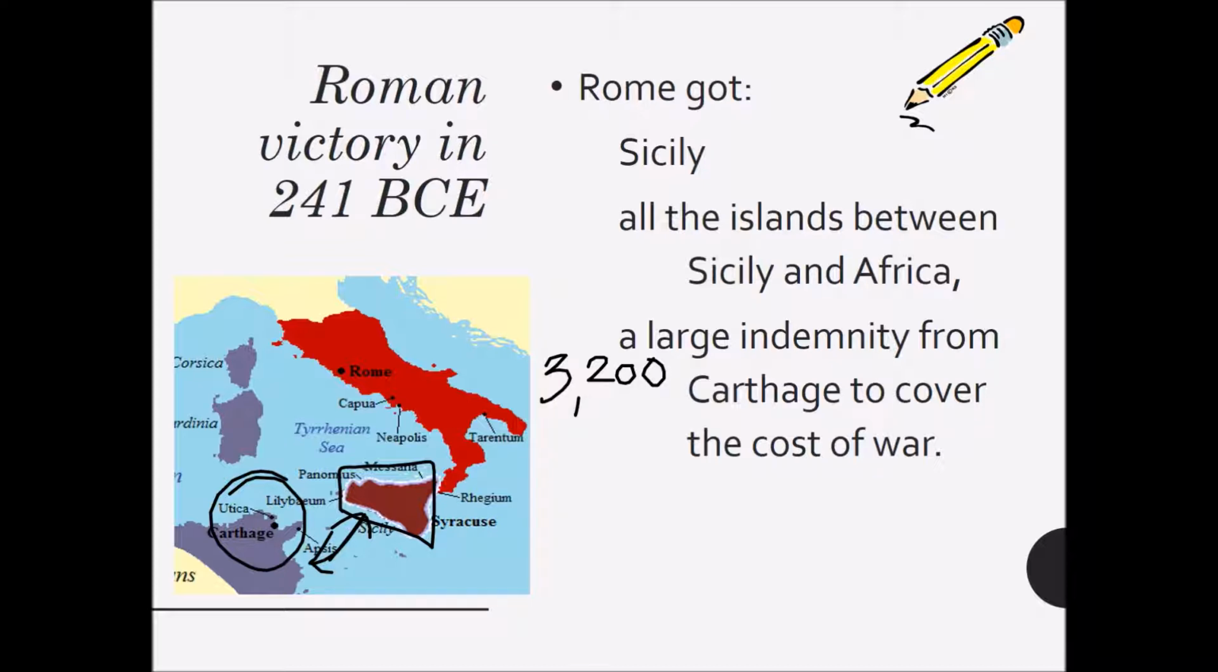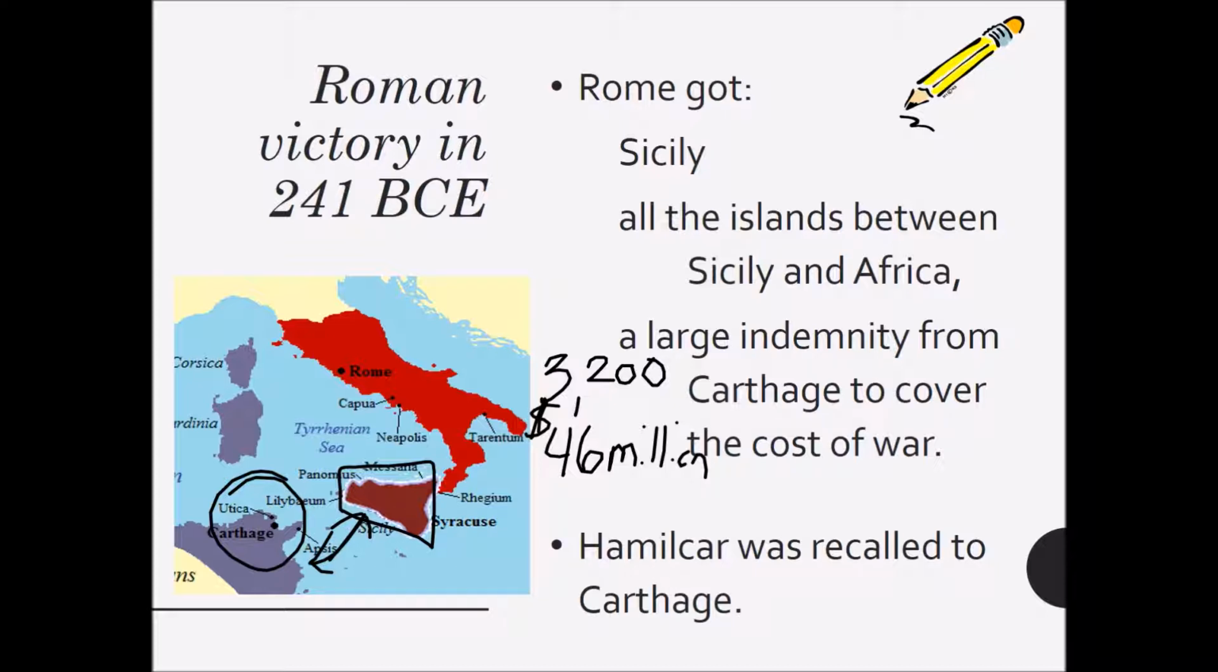In total, it was over 3,200 talents of silver paid over the course of 10 years. And 1 talent of silver approximately weighs 57 pounds. When you combine that with what silver's current price on the market is, we're talking about Carthage paying over $46 million to Rome over the course of 10 years. And at the end of this war, Hamilcar was of course recalled to Carthage as part of the peace treaty terms.